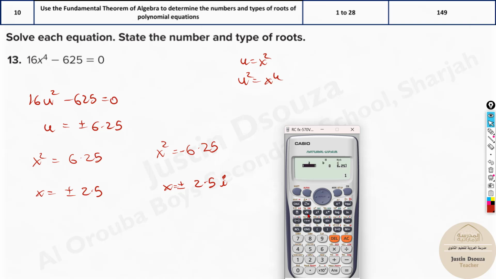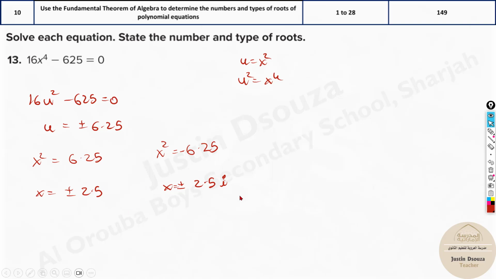Or you can also use the square root. Let's go to mode 1. Square root of 6.25. Here, you can't put a negative sign. If it's negative, just understand there is an imaginary i that must be added. That's it. 5 by 2 is 2.5. So this is how we can solve it.